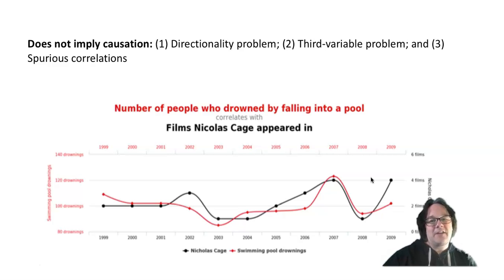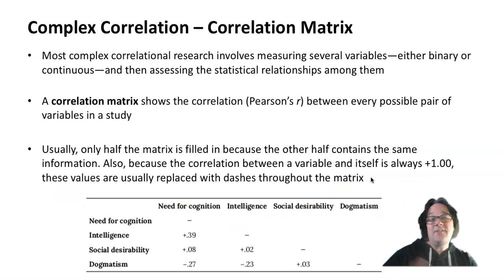So we have to be careful when dealing with correlational research. Even though it could be pretty useful, there are some severe limitations to it. Speaking of correlation, and again, some of this we have mentioned before in terms of complex correlation and the correlation matrix: most complex correlational research involves measuring several variables that are either binary or continuous, and then assessing the statistical relationship that exists among them. When we run correlation in SPSS, we're presented with a correlation matrix. This shows the correlation between every possible pair of variables that exist in the study.